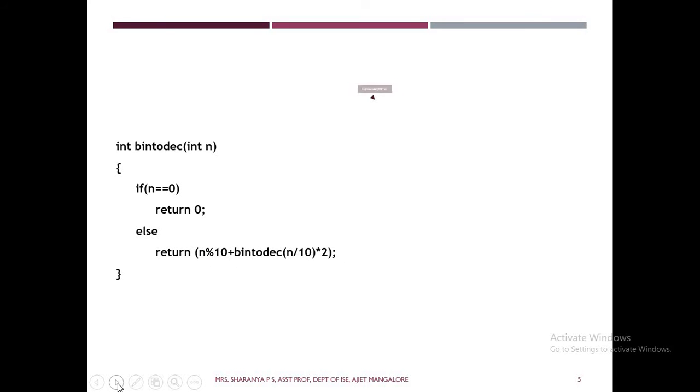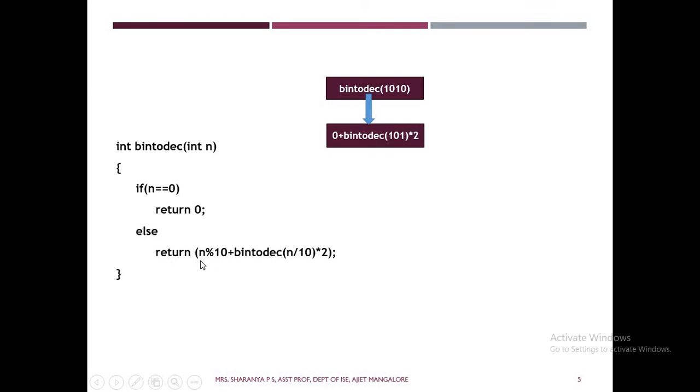Let us take one example and try to understand why we have written this recursive statement and how it is working. First, the user given value is 1010. This is the value entered by the user and it is referred to with the variable n. So the binary to decimal function will take the value n, that is 1010. Next, it checks whether n is double equal to 0. No, it contains the value 1010, so it moves to the else part.